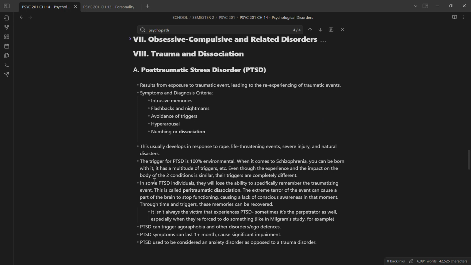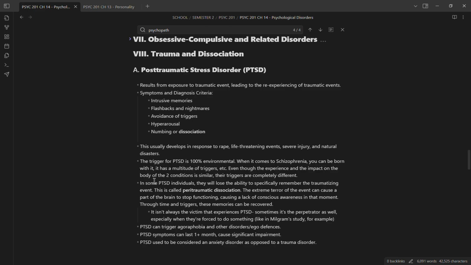It isn't always the victim that experiences PTSD, though. Sometimes it's the perpetrator. So these triggers in this recovery method can look a lot different for all kinds of people. But yeah, it's important to note, again, sometimes it's the perpetrator with PTSD, from having been forced to do something, which is like something that we saw in Milgram's study, for example.